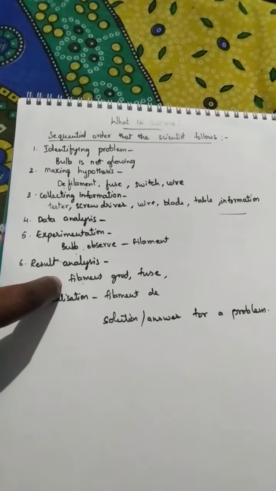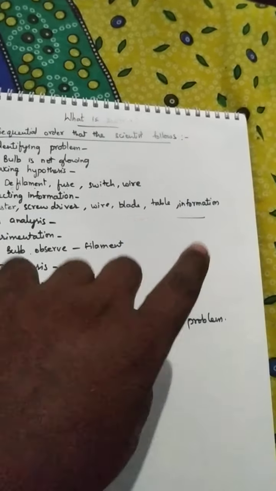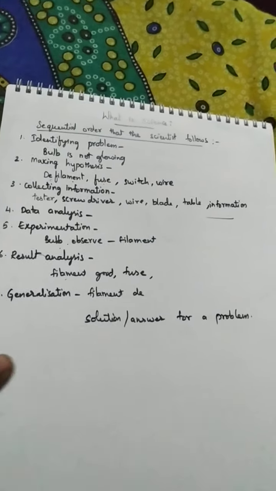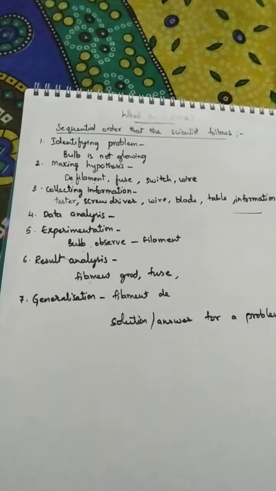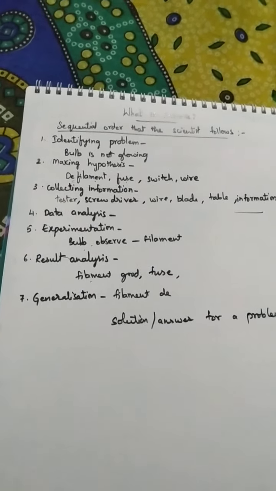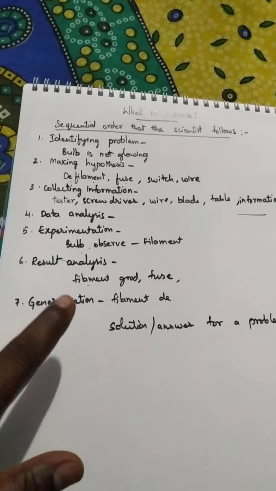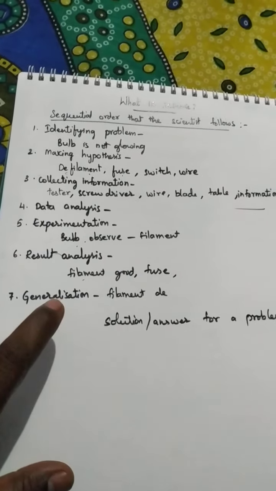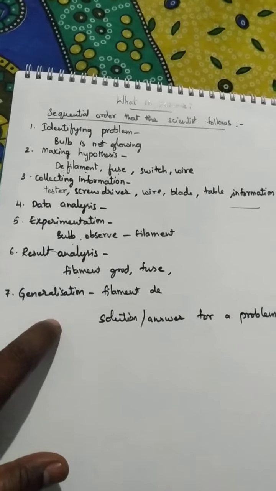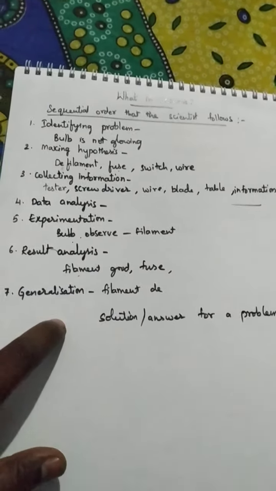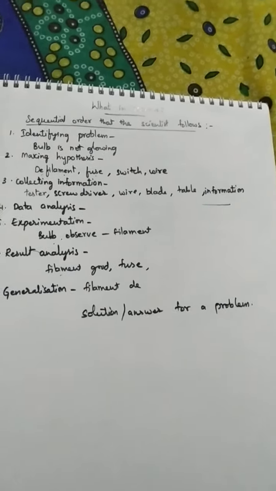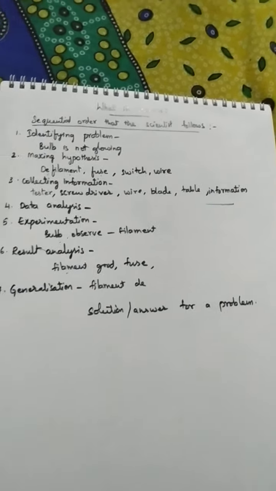So if the filament is good, you will go with the fuse, or the switch, or anything else. Like that you have to check. After that, you will know what the problem is, yes or no. So after knowing the problem, then you will generalize it. Generalize means this is the problem, so that only the bulb is not glowing. Understood? So this is the way the scientist will identify a problem, and know the reason and the answer.